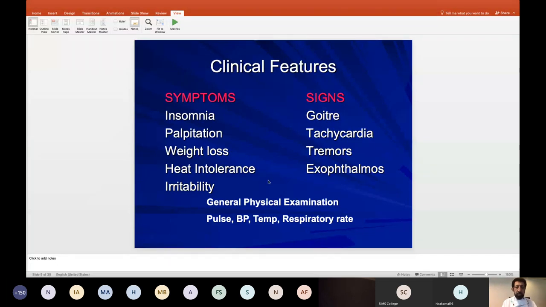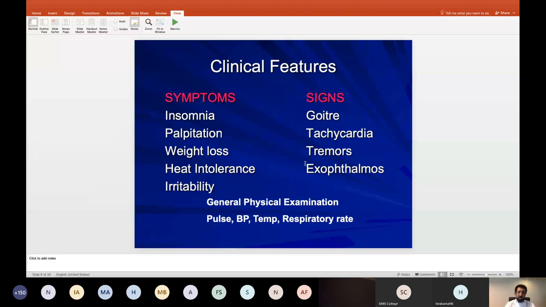And one of the very common symptoms, since your basal metabolic rate is high, is a feeling of heat intolerance. Naturally, when your nervous system is being stimulated a lot, you're having a lack of sleep. So there'll be a lot of irritability. And if you move on to the commonest signs, you'll have a goiter in most circumstances. There'll be tachycardia. There'll be tremors because there's an enhancement of the central nervous system. And obviously, in the later stages, you will have exophthalmos.